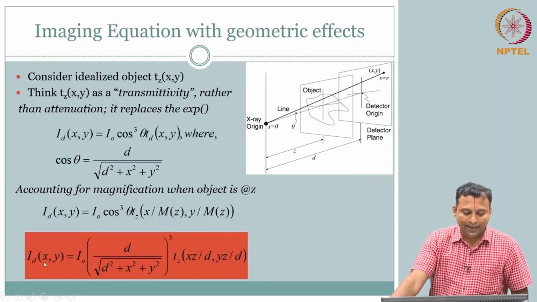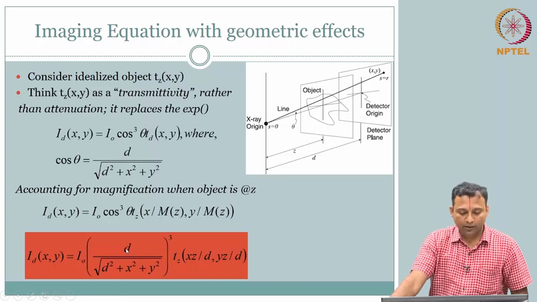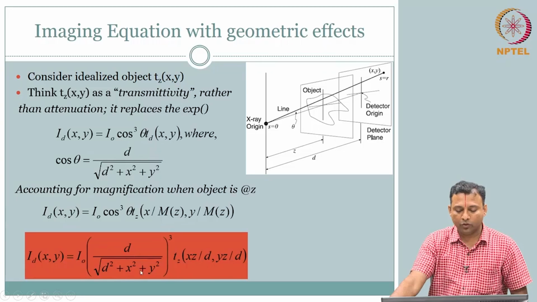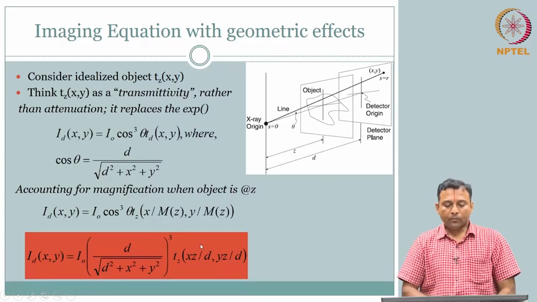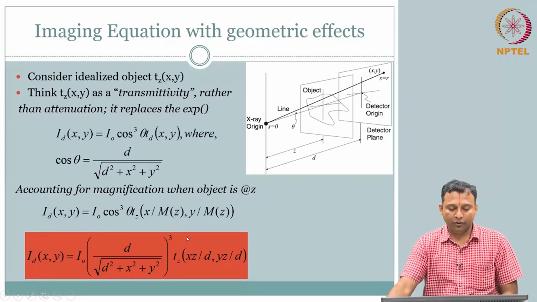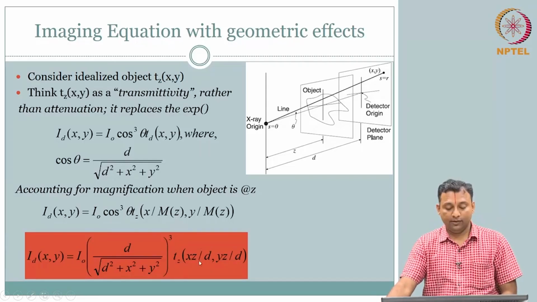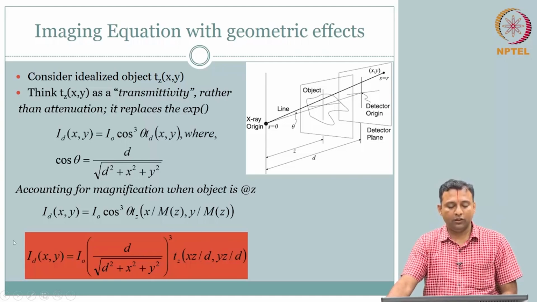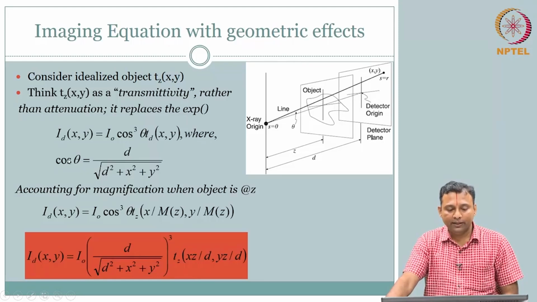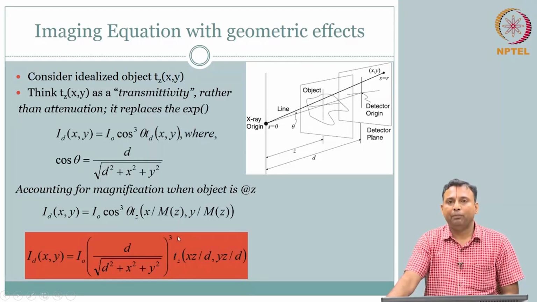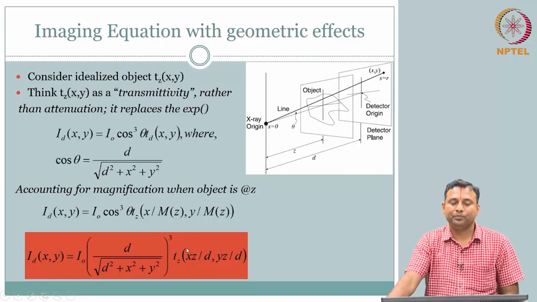So you can write your Id of x comma theta as I naught, with your cos theta written here as d by the square root of the distance terms, and your m of z, if you recall, we wrote it as z by d. So this is your full imaging equation incorporating the depth dependent magnification as well.